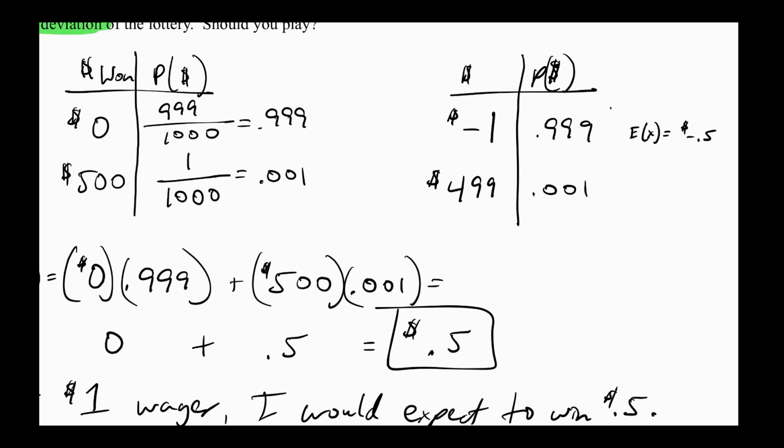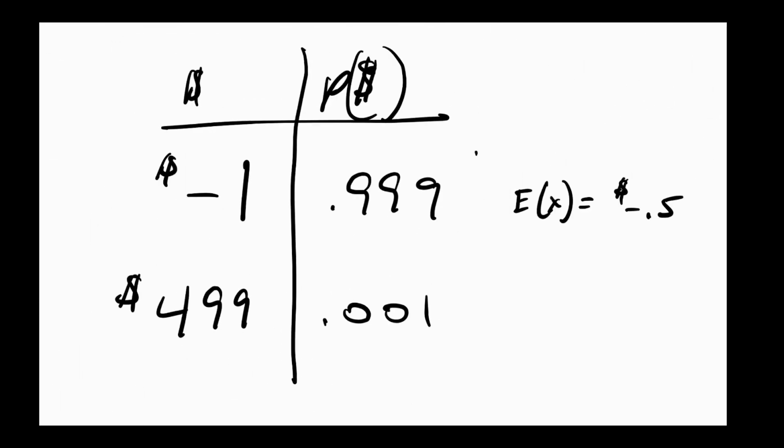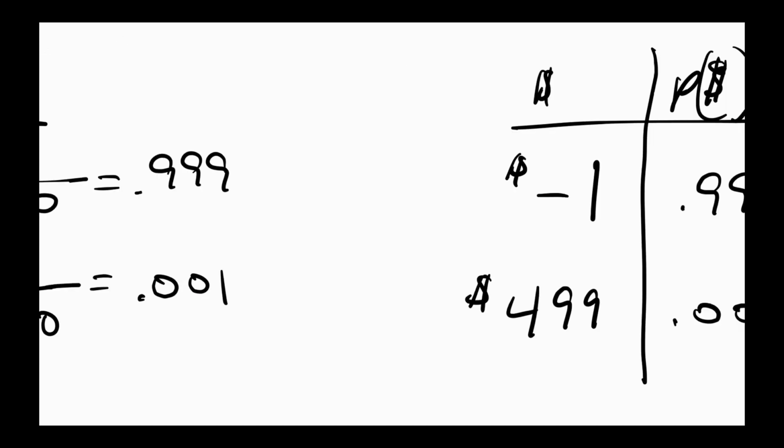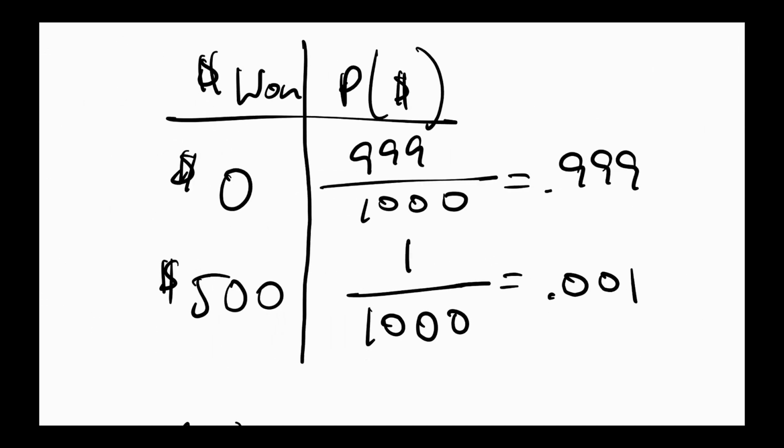So a lot of people see it this way, and we're going to do the next problem. This might be an issue too. Some people see it this way, where okay, there's two things that can happen. I can lose $1 or I can win $499. Some people see it this way. I could win nothing or win $500. It's the same thing, right? You get different numbers for expected value, but they mean the same thing, right?